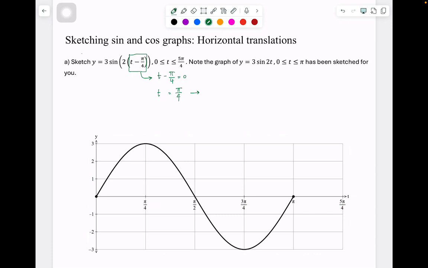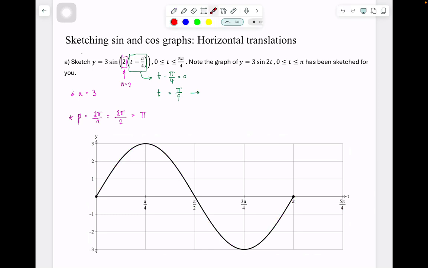The direct effect on this graph here, which already has an amplitude of 3 by that value at the front, and we also know that we have a period of 2 pi on n, which is 2 pi on, our n value here is 2, then we'll have a period of pi. So this graph of 3 sine of 2t is sketched there.